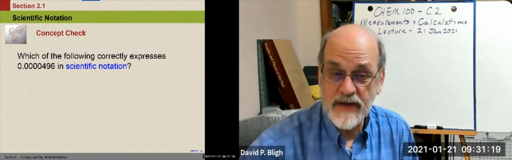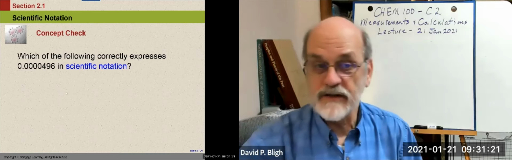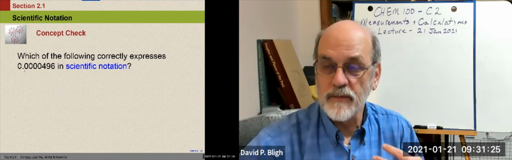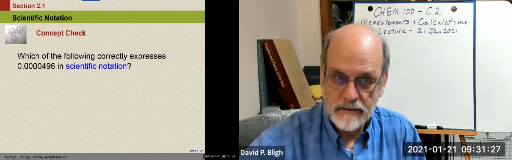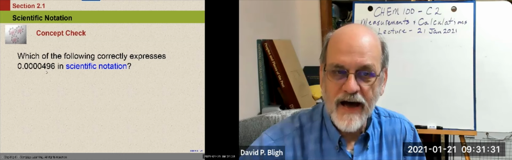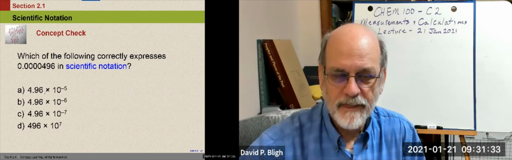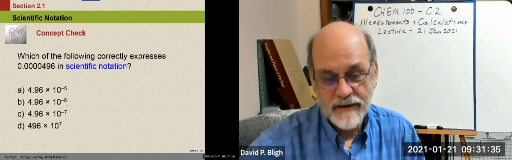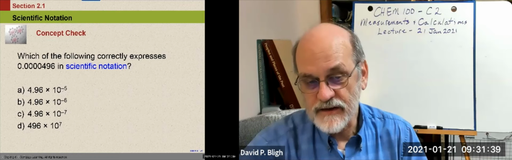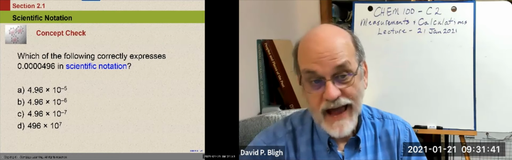Okay, here's another example. In this case, which way is the decimal going to move? To the right, which means the powers of 10 are going to be negative. So it's got to move 1, 2, 3, 4, 5 positions to the right, which means negative 5. And test-taking technique says that this is the power of negative 5, so that has to be the answer.